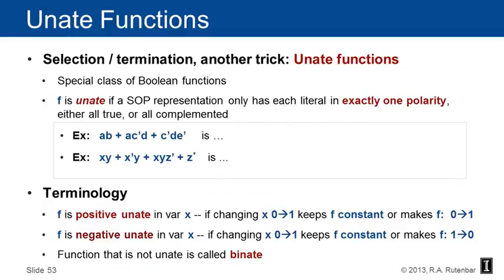What about the selection and termination rules? How do you know which variable to pick, and how do you know when you can just look at the list of PCN cubes and calculate whether it's a 1 or not? Well, there's another really cool trick.